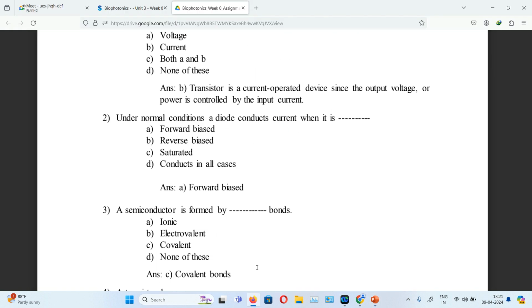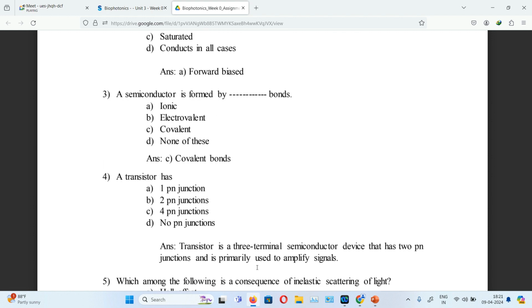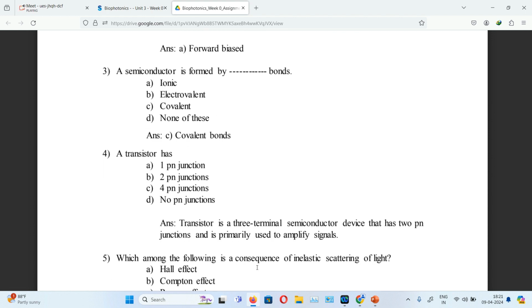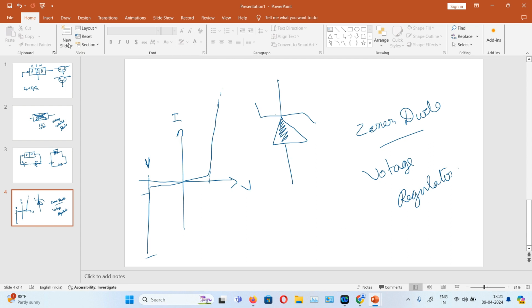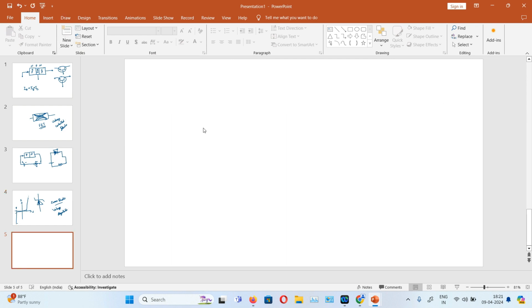Here the answer is forward biased. A semiconductor is formed by which bond: ionic bond, electrovalent bond, covalent bond, or none of these? We already know that. Just think about what the main semiconductor materials are. The main answer is germanium and silicon. And which group do they come in? They come in the 14th group.